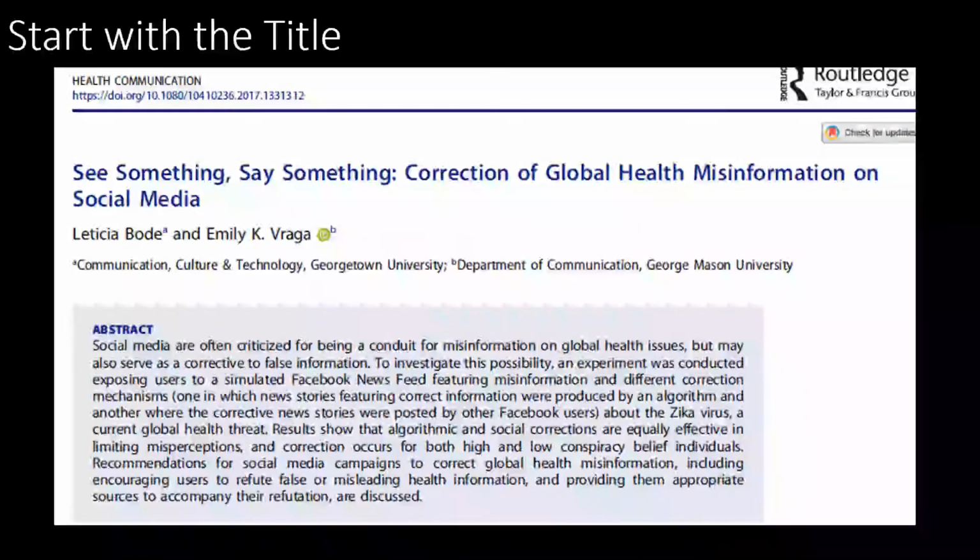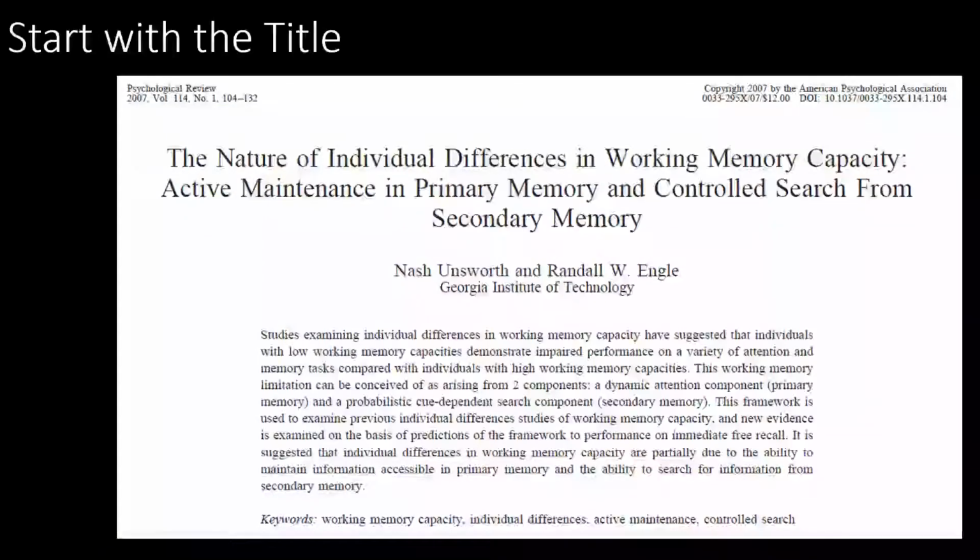Sometimes titles are quite straightforward and easy to understand, like this one. It is clearly about correction of global health misinformation on social media. Other times they may be a bit more complex, like this one, which has a lot of technical terms. Here I might want to make note of phrases like working memory capacity, active maintenance, controlled search, and primary versus secondary memory.